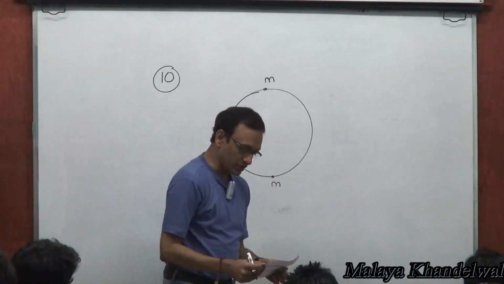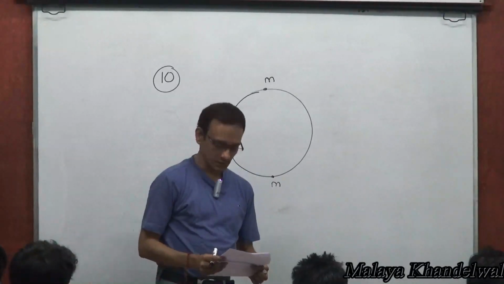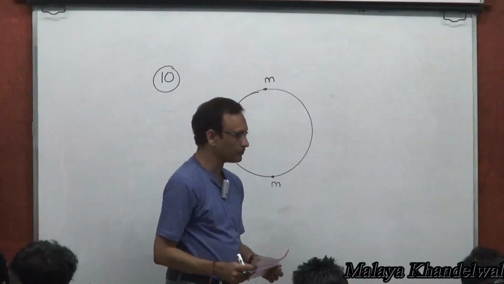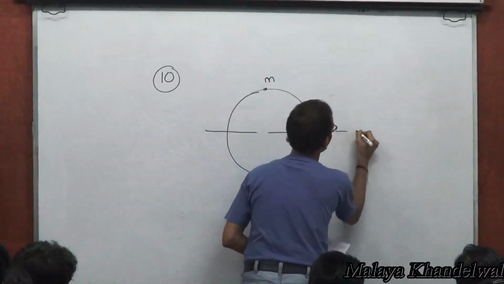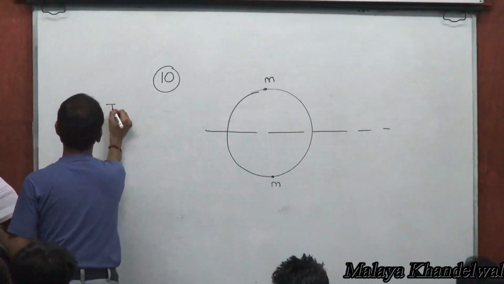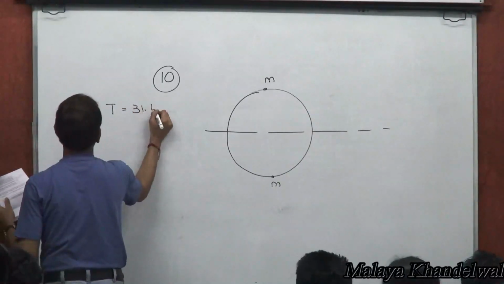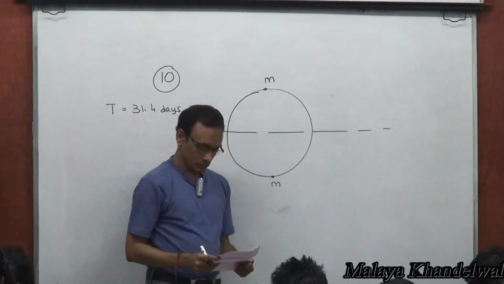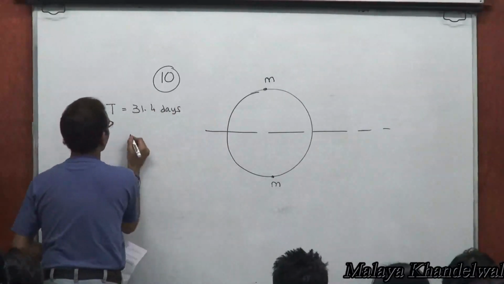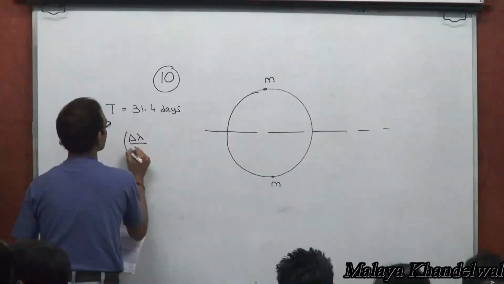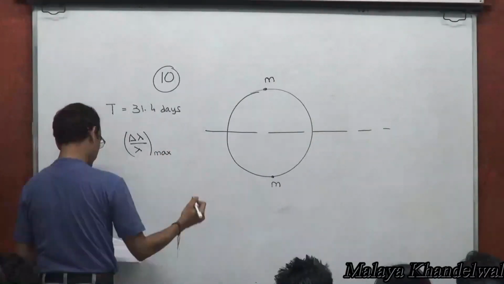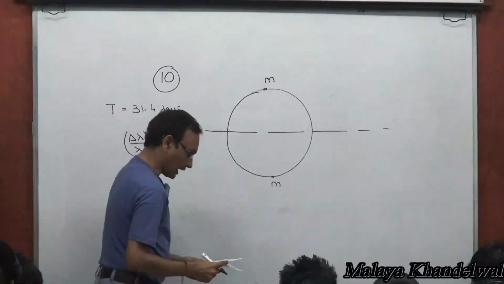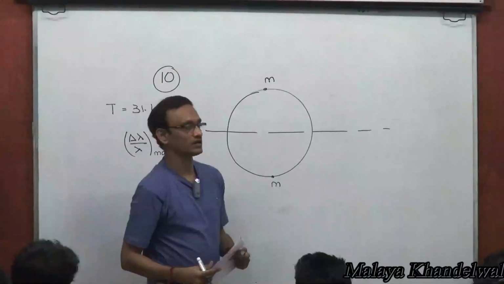which emit monochromatic radiation of the same frequency. They emit waves of the same frequency. Wavelength lambda of radiation varies periodically with time period T equal to 31.4 days. If delta lambda by lambda max is 10 to power minus 4, calculate the distance between the stars and their mass.